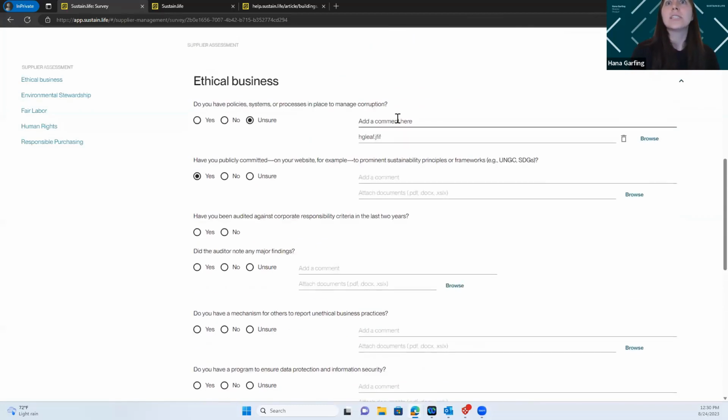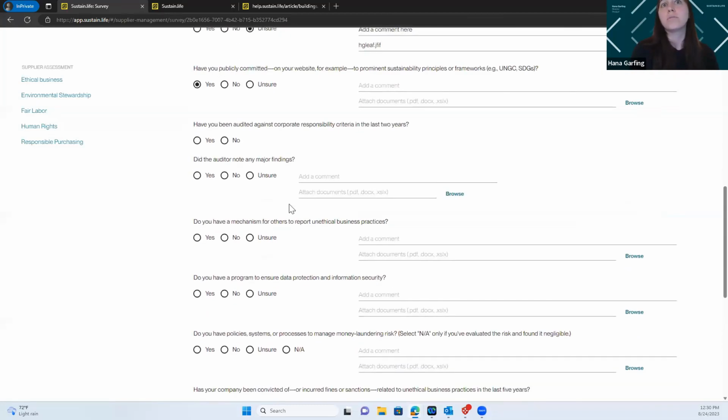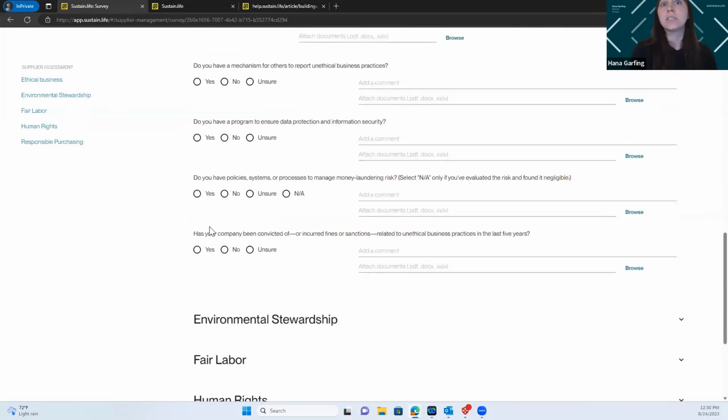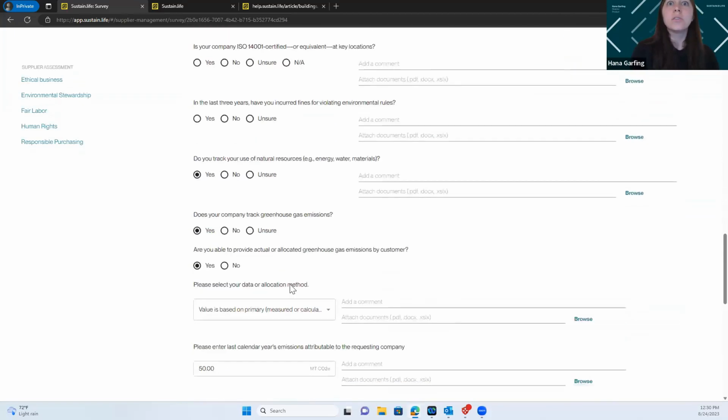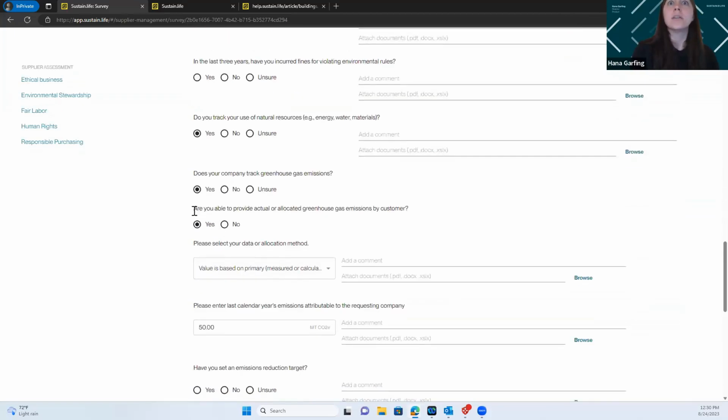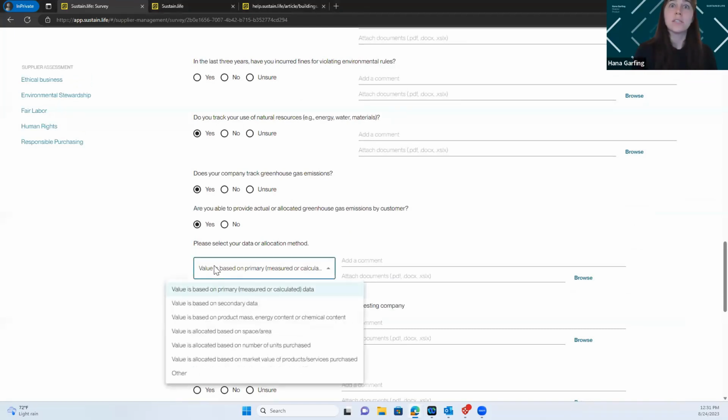As you are filling this out, we walk you through each section, and once you complete each one, you get a check mark in each of these areas. I want to call out one thing in particular, which is this question here, which talks about whether you're able to provide actual or allocated greenhouse gas emissions by customer. This is our standard template that we're showing you here. Companies can request not only scope 3 emissions data from their suppliers, but they can also ask for the specific allocation method, which we have a drop down here for.